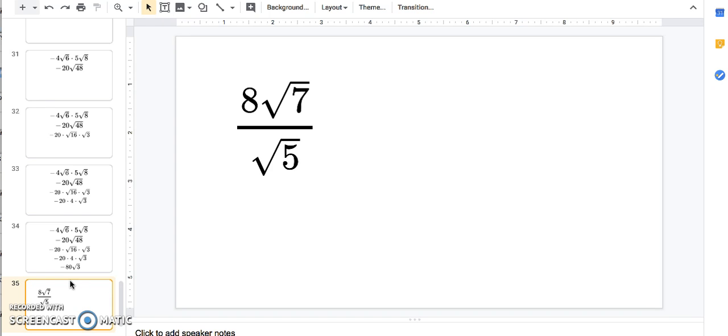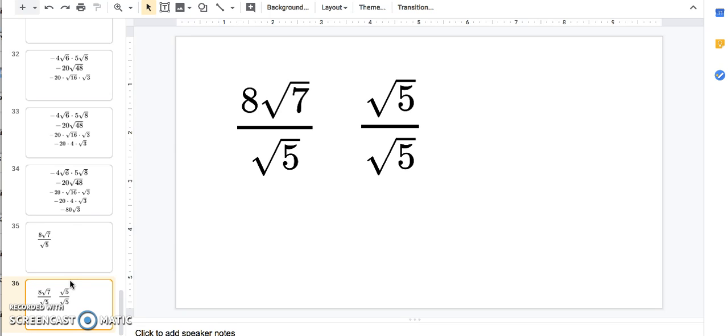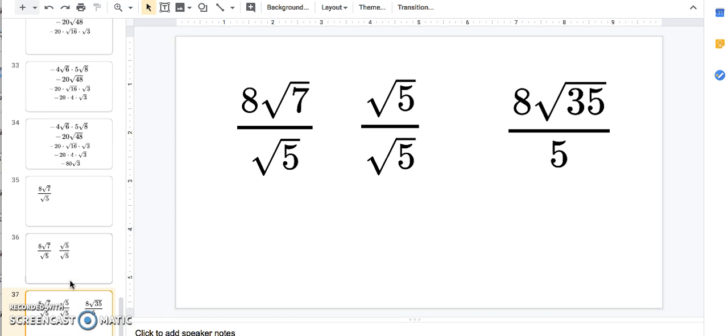Okay, then my last one, number 20. I have a radical at the bottom, so I need to multiply top and bottom by that radical. So up top, I can't multiply the 8 by radical 5, but I can multiply the radical 7 by radical 5. So 8 radical 35 is up top. Radical 5 times radical 5 at the bottom is just 5. And then that's my answer. I can't reduce that any further. So my answer would be 8 radical 5 over 5.